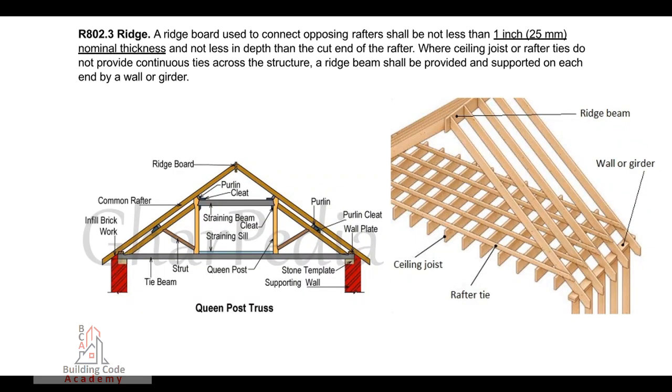R802.3 Ridge. A ridge board used to connect opposing rafters shall be not less than 1 inch, 25 mm nominal thickness, and not less in depth than the cut end of the rafter. Where ceiling joist or rafter ties do not provide continuous ties across the structure, a ridge beam shall be provided and supported on each end by a wall or girder.